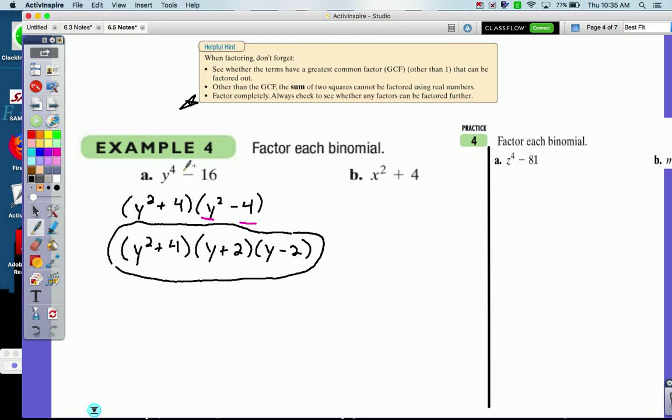All right, so it's helpful that if you see something raised to the fourth power minus a number, a lot of times it's going to be this, where you do the difference of two squares once and then do it again another time.